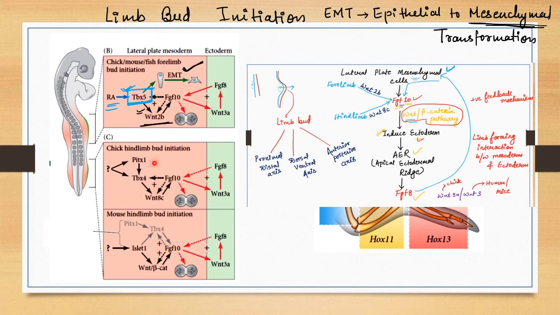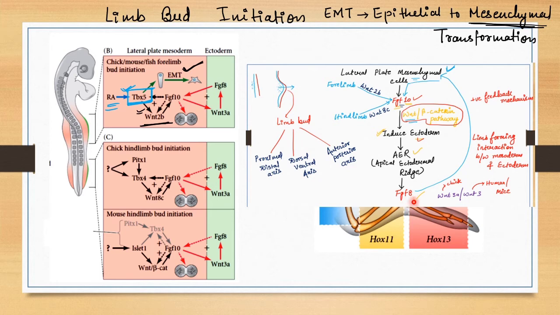Okay, so in forelimb this is WNT2B and in hind limb this is WNT8C in case of chick. So the function of WNT2B is to stabilize FGF10. Now what is the function of FGF10? This FGF10 molecule, with the help of the WNT3A molecule, helps in expression of the FGF8 molecule. Let's see here. This FGF10 molecule is inducing the ectoderm and helping the AER to form FGF8 molecules. So indirectly it is helping in expression of FGF8, and this induction is done by the Wnt beta catenin pathway, and the WNT molecule involved here is WNT3A in case of chick. So with the help of WNT3A, Wnt beta catenin pathway, FGF10 helps in expression of FGF8.